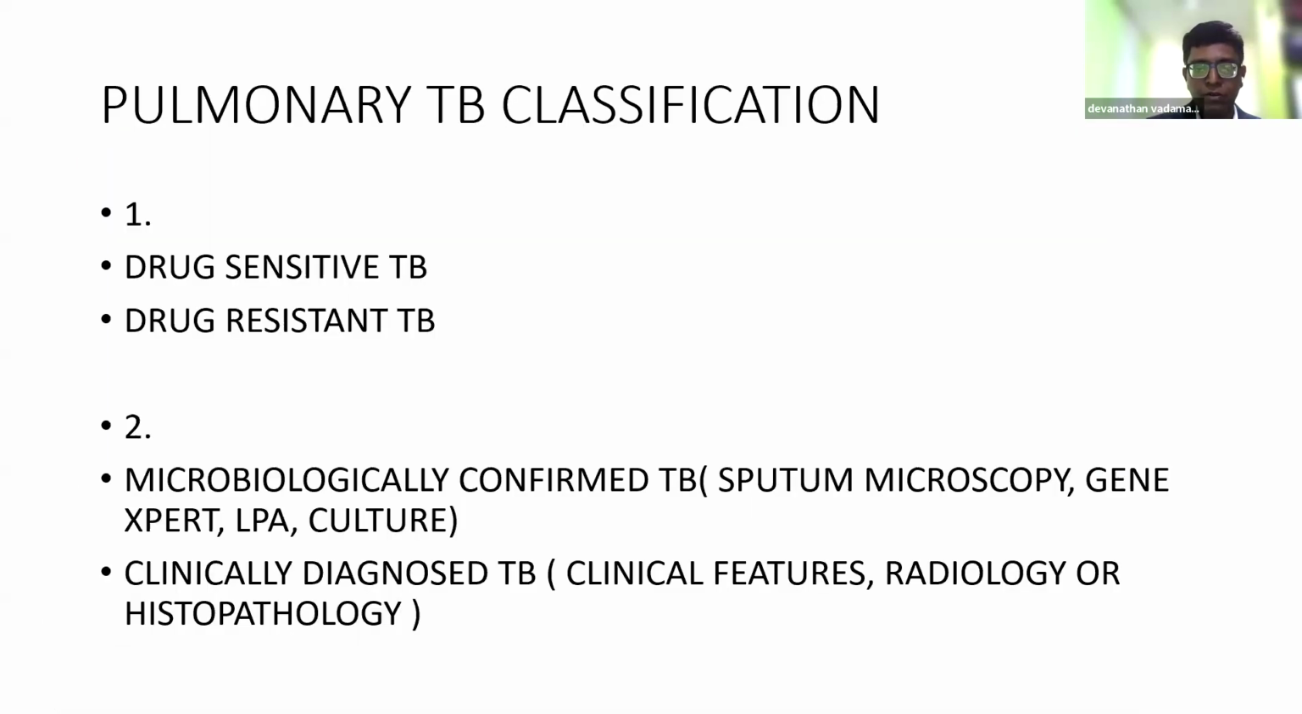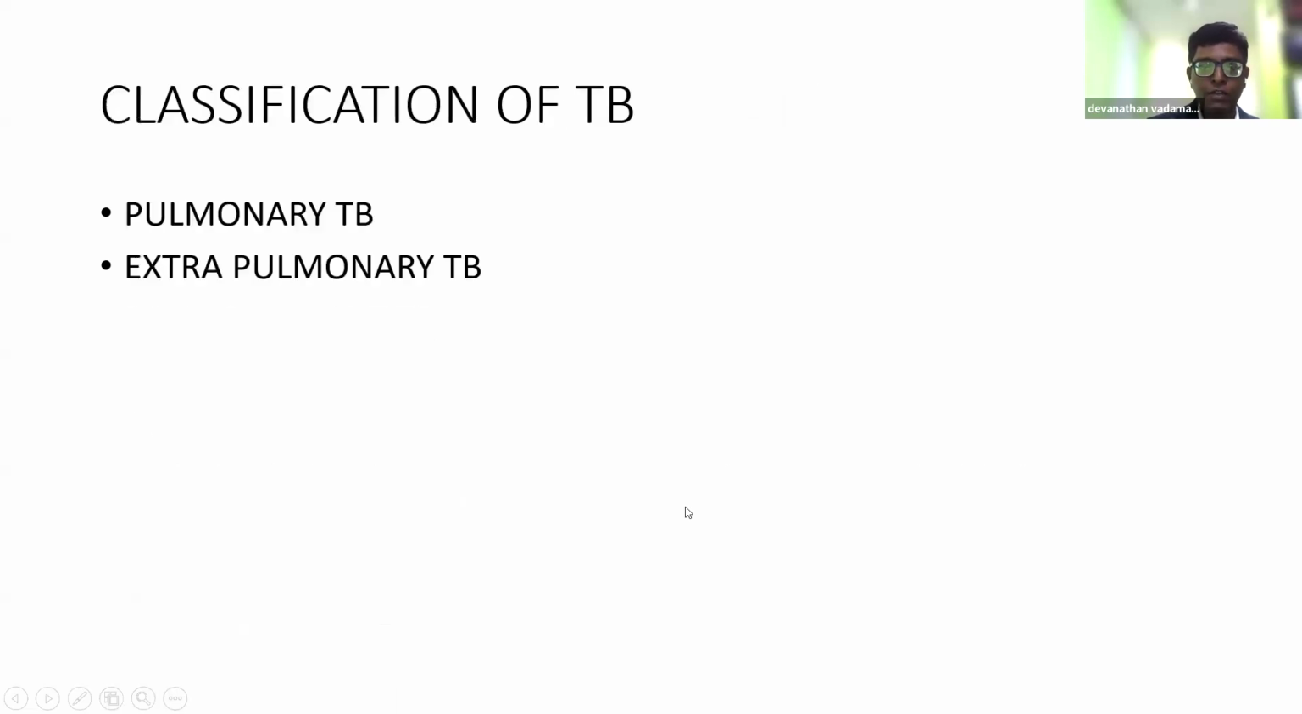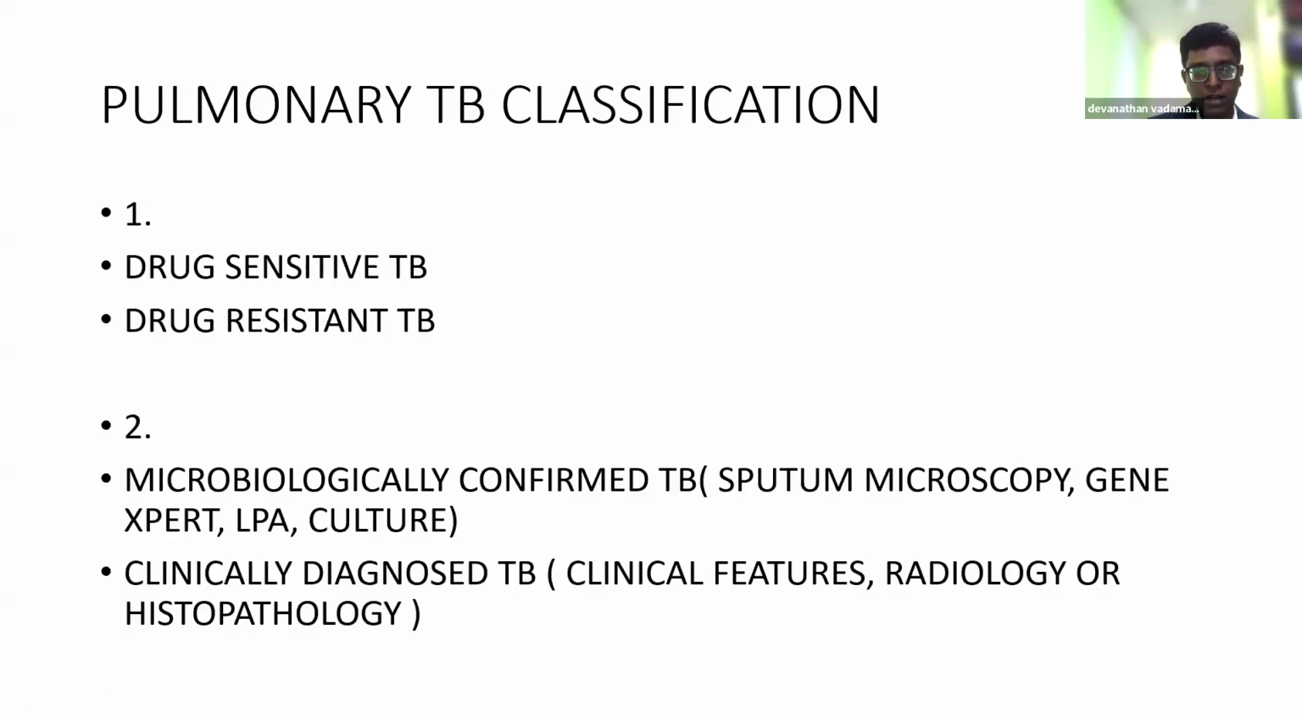If it's clinically diagnosed based on history, such as cough more than 2 weeks or evening rise of temperature with loss of appetite, or radiological features of cavity, infiltrates, or miliary pattern, or if the histology is classically showing caseating granulomatous inflammation, then you have to term it as clinically diagnosed. Only if it's diagnosed via sputum microscopy, gene expert, LPA, or culture, you should term it as microbiologically confirmed. So your diagnosis of a tuberculosis patient should contain 3 parts: whether pulmonary or extrapulmonary, whether it's drug sensitive or drug resistant, and whether it's microbiologically confirmed or clinically diagnosed.